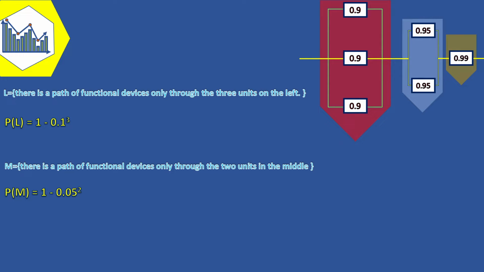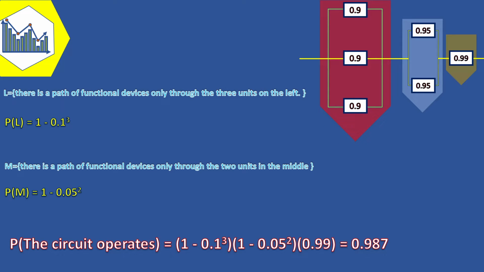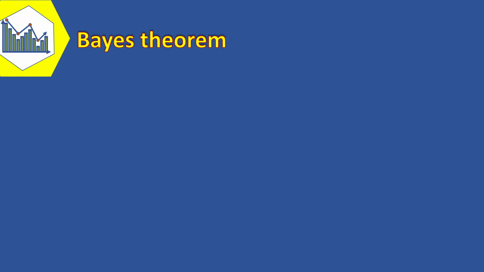0.99. Therefore, with the independence assumptions used again, the solution is 1 minus 0.1 cubed times 1 minus 0.05 squared times 0.99, that equals 0.987. Now let's go to the Bayes theorem.